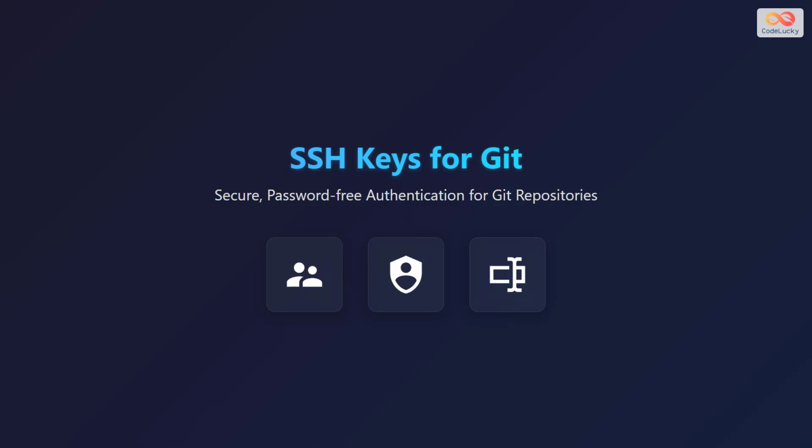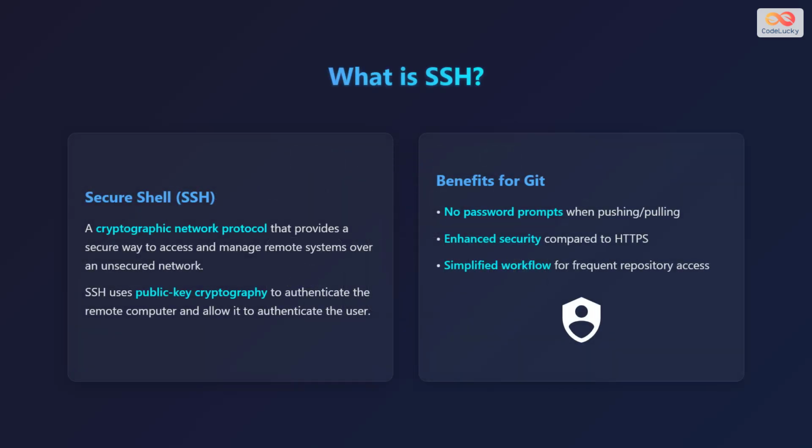Let's understand SSH keys for Git and learn how to use secure password-free authentication for Git repositories. So, what exactly is SSH? SSH, which stands for Secure Shell, is a cryptographic network protocol. It provides a secure way to access and manage remote systems over an unsecured network. SSH uses public key cryptography to authenticate the remote computer and allows it to authenticate the user, ensuring a secure connection.